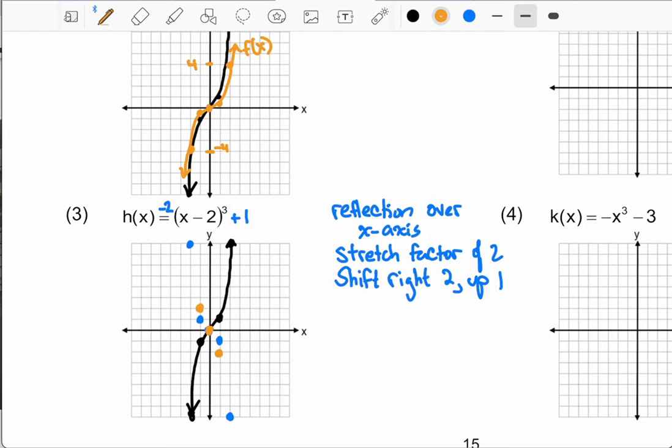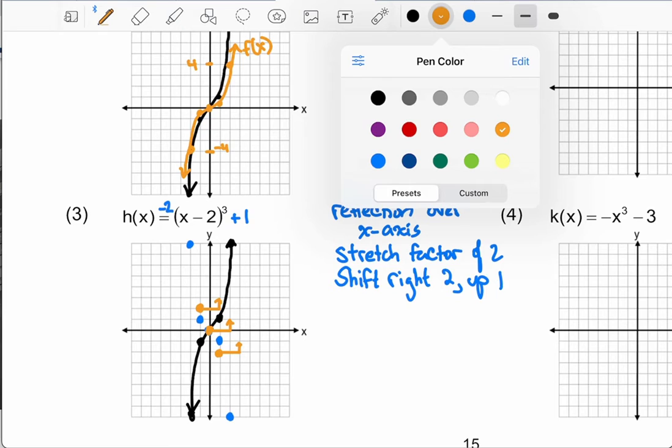in orange. We're going to shift those points to the right 2 and up 1. So right 2, up 1.